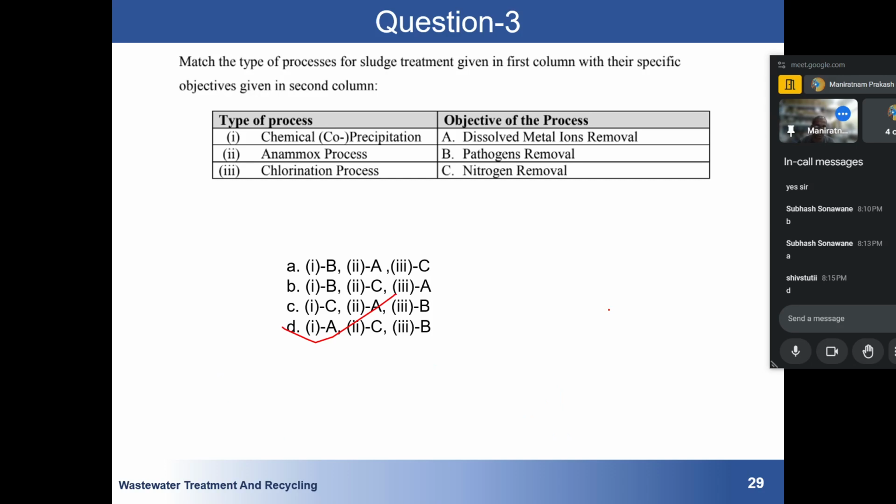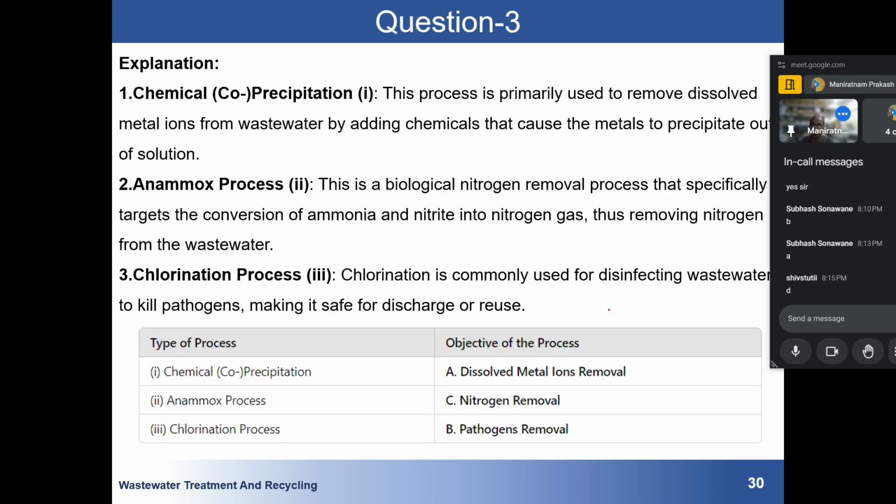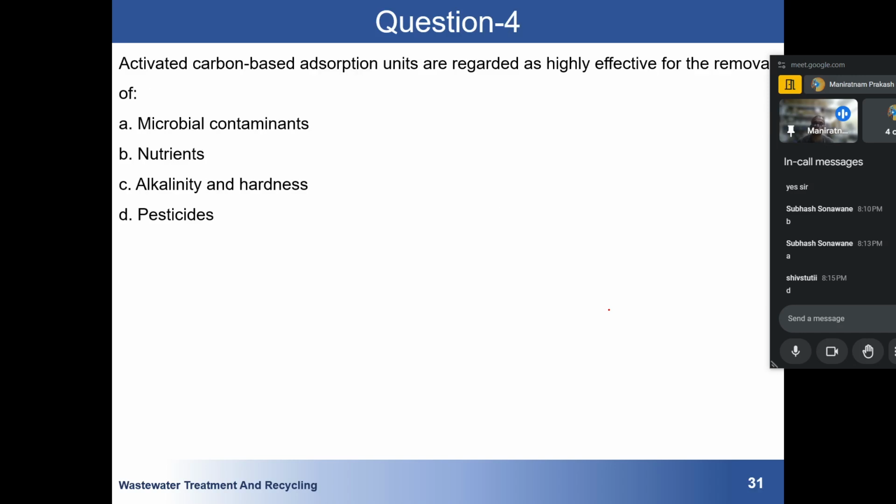The correct answer is D. Coming to the fourth question, activated carbon-based adsorption units are regarded as effective for removal of this thing. I have also discussed activated carbon-based adsorption. So to answer this question, you can also go through how these microbial contaminants are removed, how these nutrients are removed, how alkalinity is removed, how pesticide is removed. Just try to answer that.